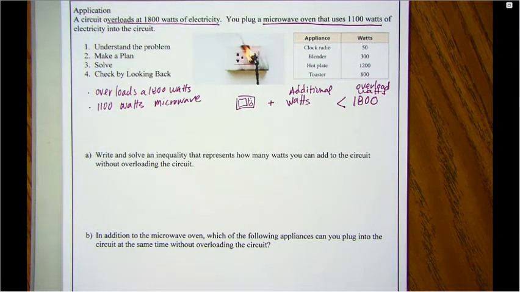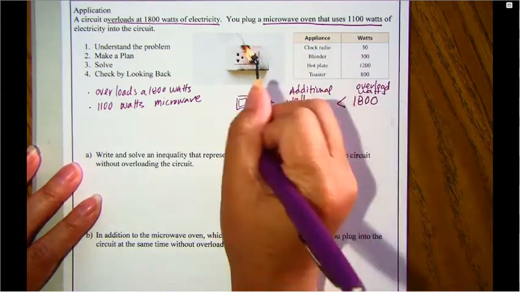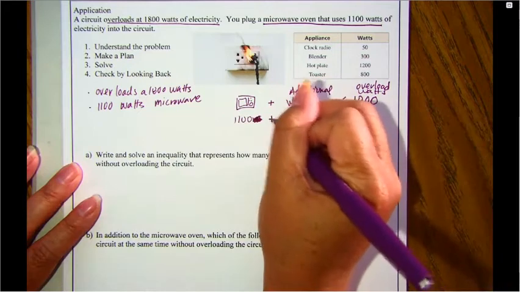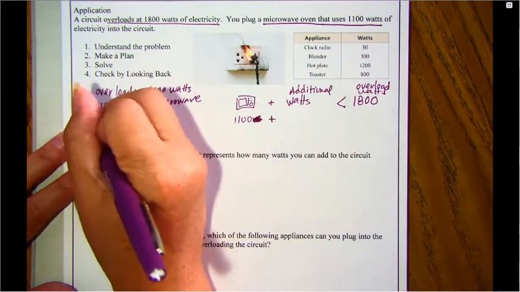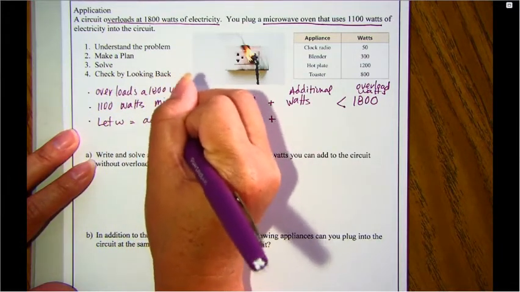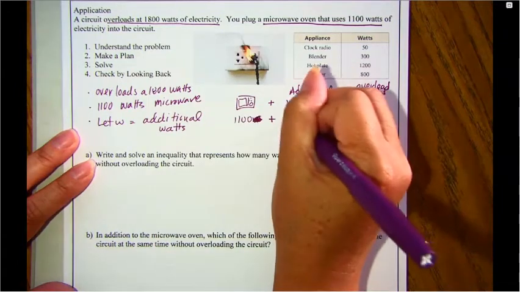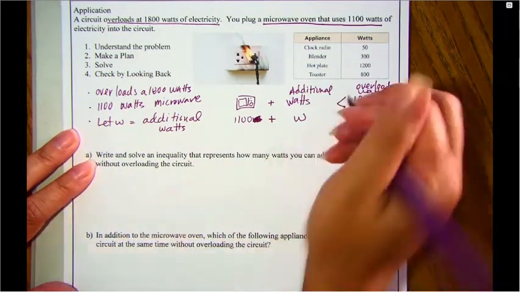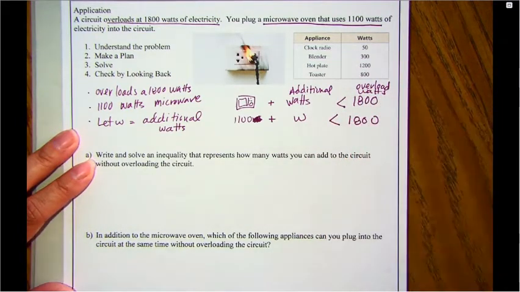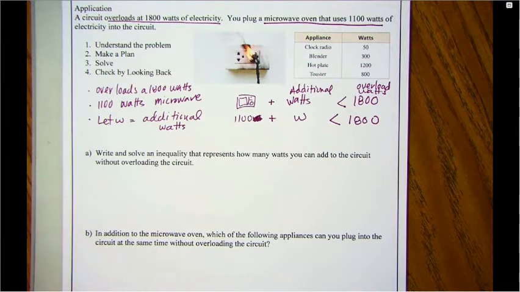I always start off with a picture. Then you can write an inequality to represent that. So the watts of the microwave is 1100 watts, plus additional watts. I'm going to use let W equal additional watts. I'm going to call that W, but you can use X, you can use whatever you like. And it has to be less than the overload amount, which is 1800, because if it's 1800, that's going to happen right there, or it just shuts down.